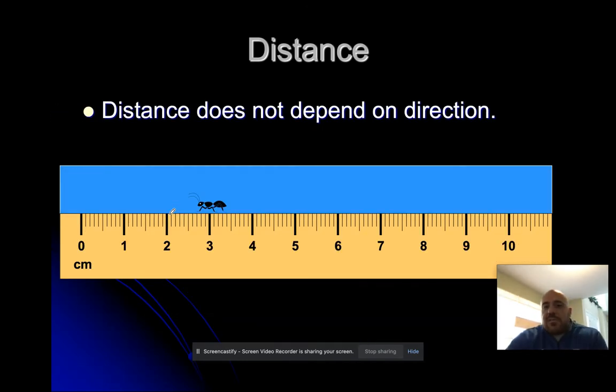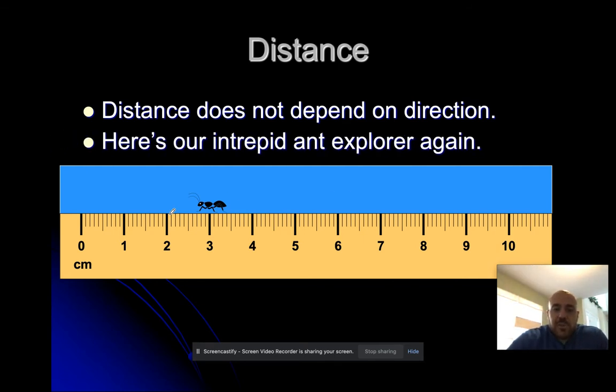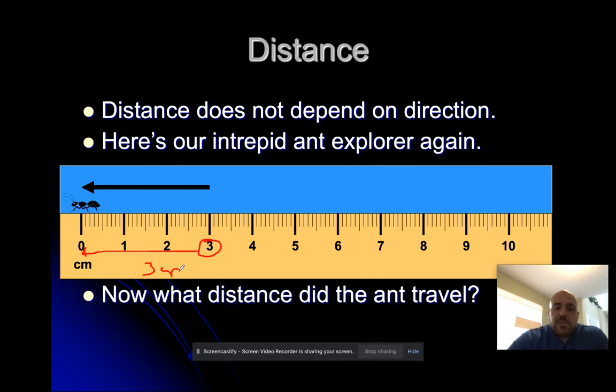Since we've already said distance does not matter which way you're moving, which direction, here's our little ant again. And look, this time he started at 3. He moved to 0. Okay, it's still 3 centimeters. It doesn't matter that it was in the opposite direction as the last time. We said distance does not matter in direction, so he still traveled 3 centimeters.